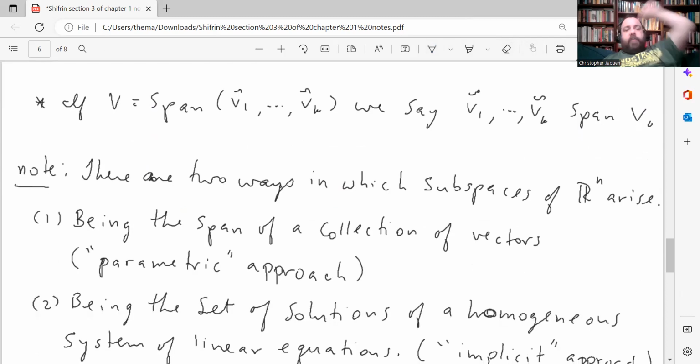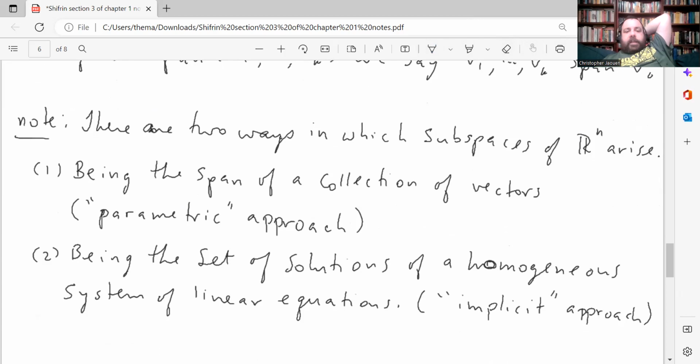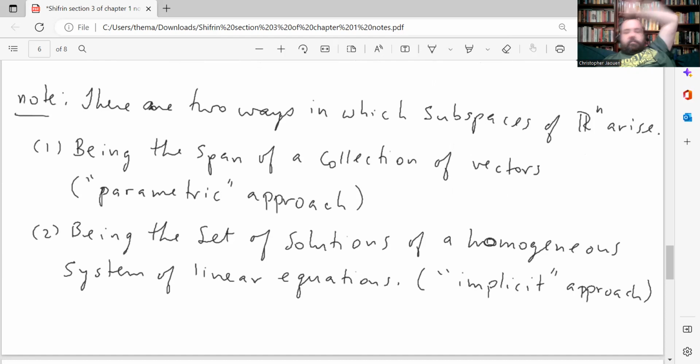All right, there are two ways in which subspaces of Rn arise. Either being the span of a collection of vectors, which is the parametric approach. We'll talk more about parametric things later on. Or the second way that they can arise is being the set of solutions of a homogeneous system of linear equations, which is the implicit approach.